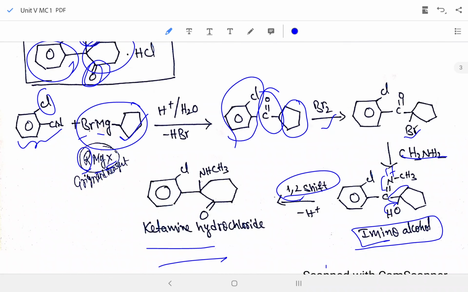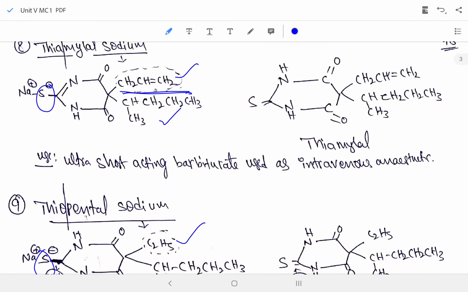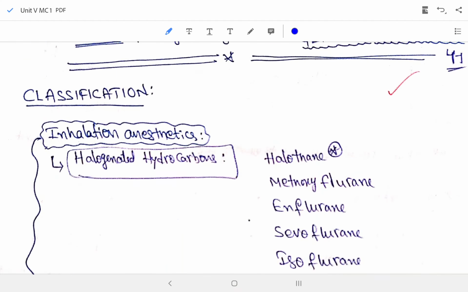So this is the summary of general anesthetics. Do revise and practice each structure to remember better, right?